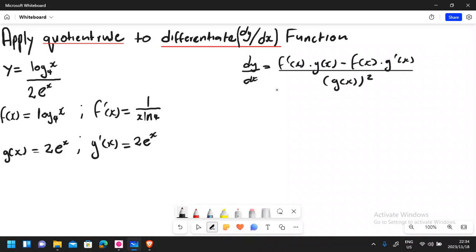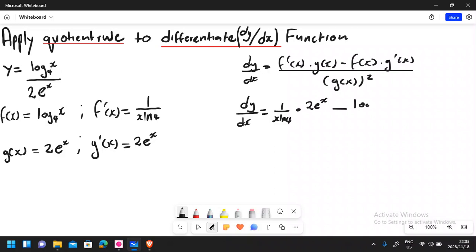So now it's time for us to substitute. So dy over dx, let's substitute. What is the derivative of f of x? In this case it's going to be 1 over x natural log 4 multiplied by g of x. What is g of x? In this case our g of x is going to be 2e to the power of x. Remember, this is our g of x, then minus, now we need to look for f of x. So when you look on this side, our f of x is log base 4 of x.